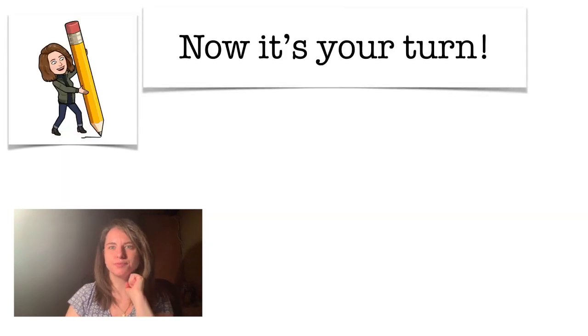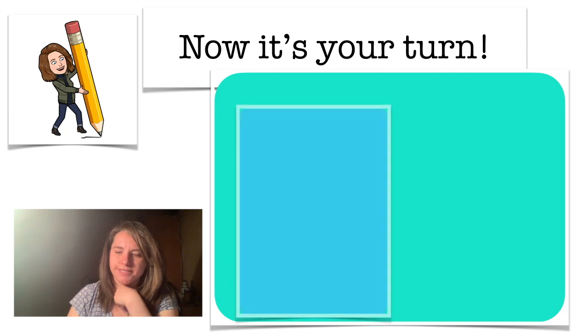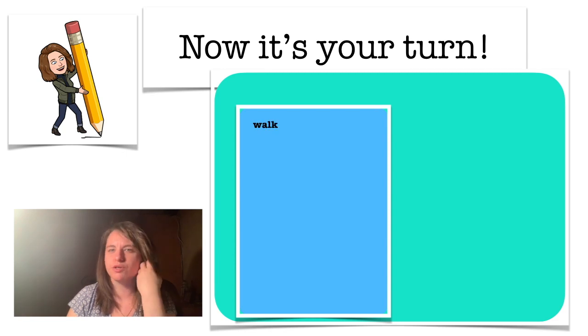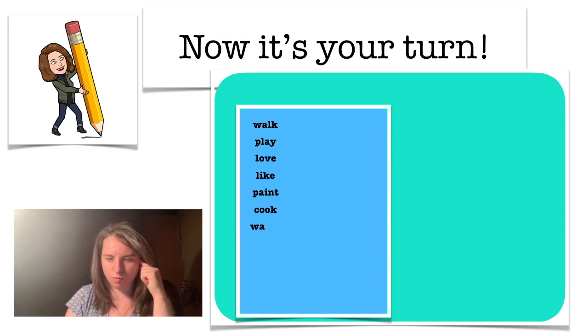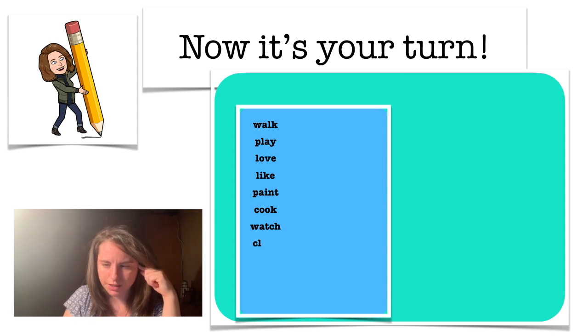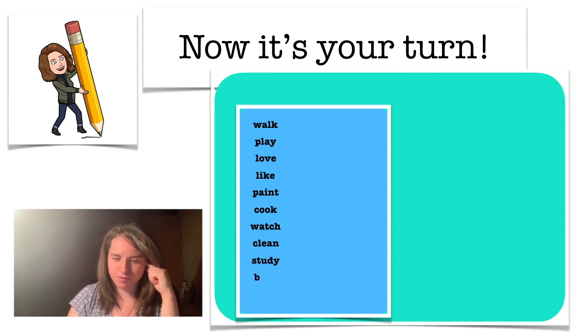Okay, now it's your turn. Let's see what you can do. I'm going to give you a whole list of verbs. All of these verbs should be familiar to you. I think you probably should know most of them by now. We have walk, play, love, like, paint, cook, watch, clean, study, bake, and wash. All of these verbs are regular verbs. All of them follow the rules, so you can add ed to make the past simple form.